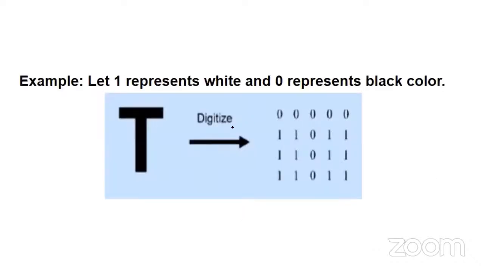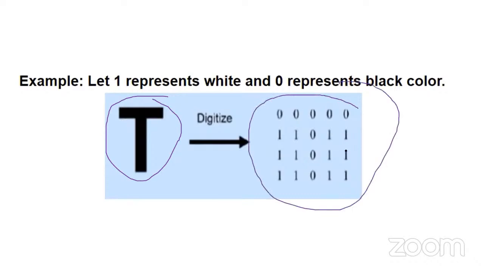So if we take one digitized image, let us assume here T. After digitization, the digital image looks like this. Let us assume 0010 like that. So this is one simple one.